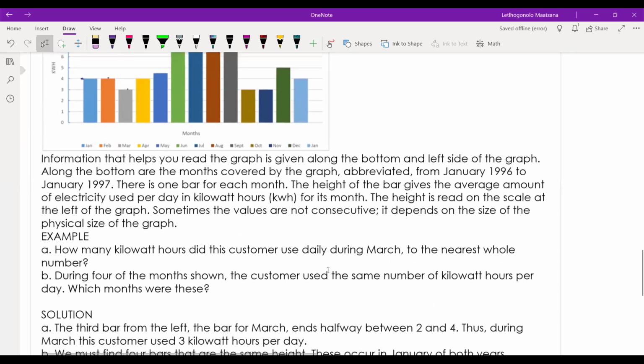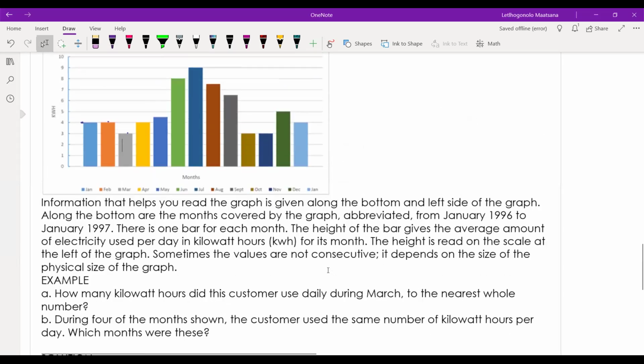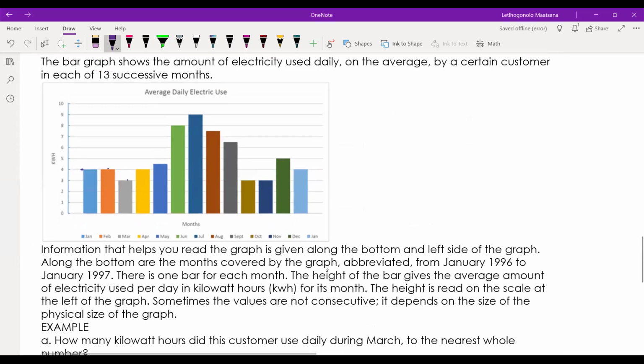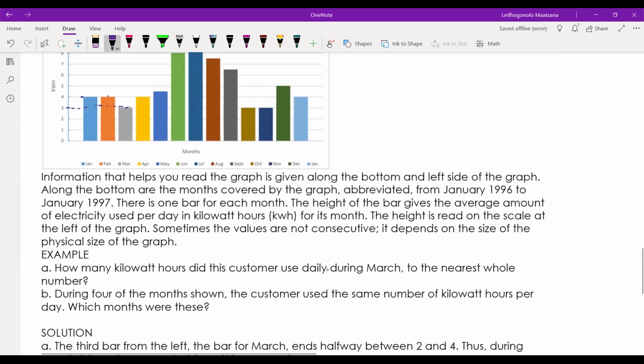So let's look at the question. A says, how many kilowatt hours did this customer use daily during March to the nearest whole number? So we'll go to March over here, and we would look at how much they use, and we would see that they use 3 kilowatt hours.